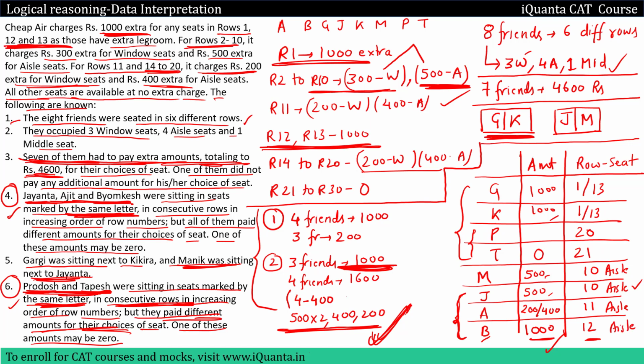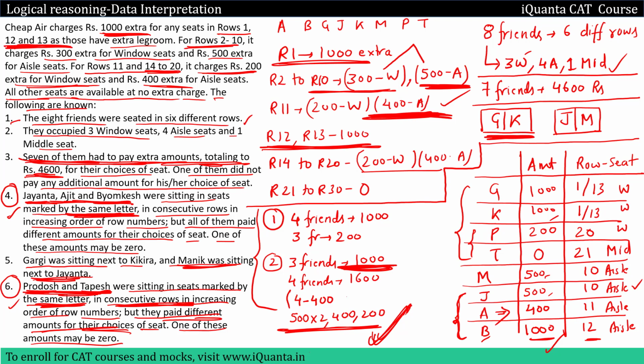Now let us decide about this. A is sitting in row 11 and on the aisle. So aisle guys are paying 400 in row 11. So here we'll write 400. So this will become 400. Now we are clear about Pradosh. He'll pay 200. T is paying 0, so he'll be sitting in the middle. 3 guys are sitting on the windows. These will be those 3 people. So we are done with everything. We have found the seat numbers, payments, everything.